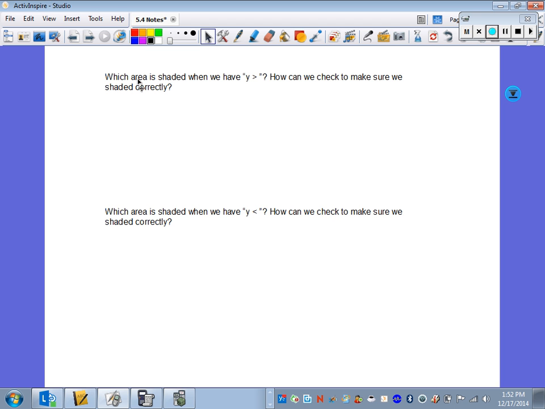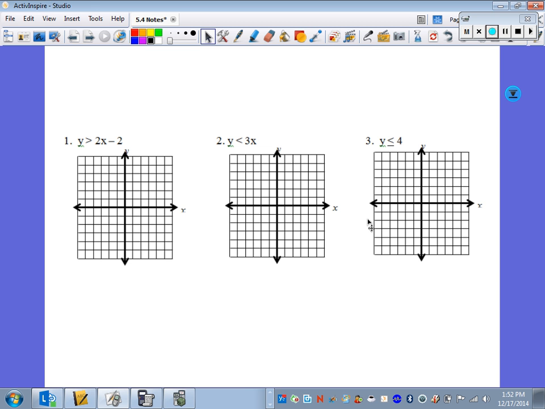Okay? So, which area is shaded when we have y is greater than? It's above. How did we check? You pick a point and see if it falls in. If it works in the inequality, it should fall in the shaded region. Okay? Which area is shaded when we have y is less than? It's below. Okay? That's all you need to know.